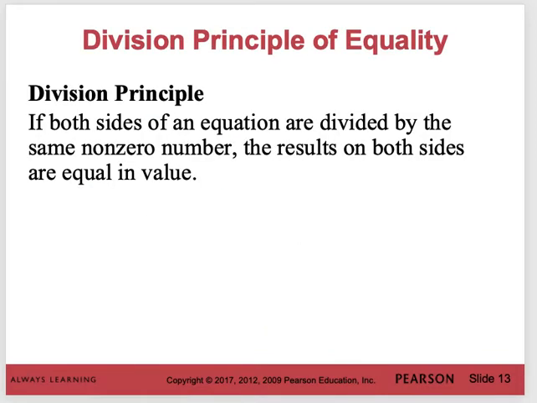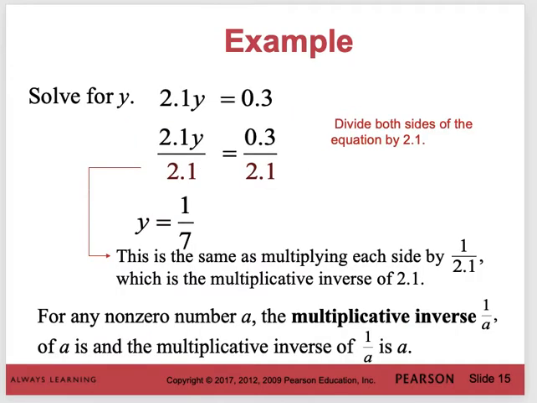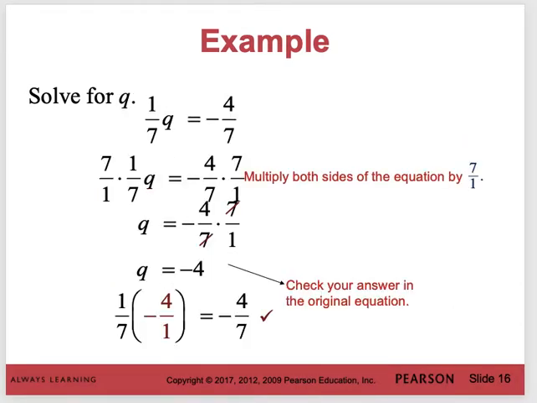You can also divide both sides of the equal sign as long as you are not dividing by 0. And we would end up solving an equation with division to get a solution. Here's just one other example, solving with division. If the variable is being multiplied by a number, to solve for that variable you would need to divide both sides by the number that is being multiplied.